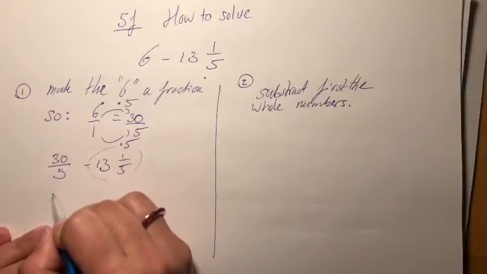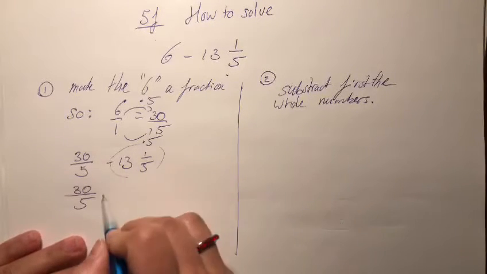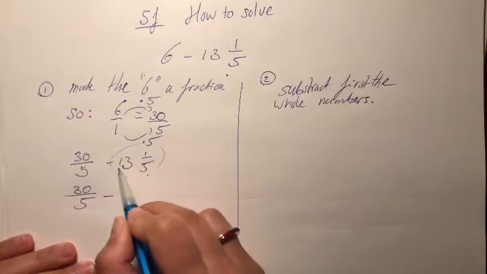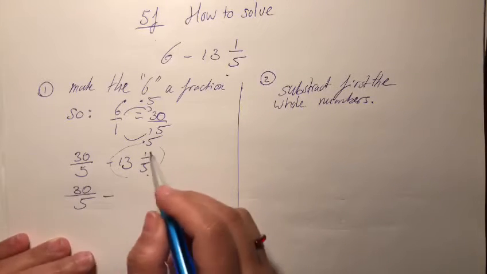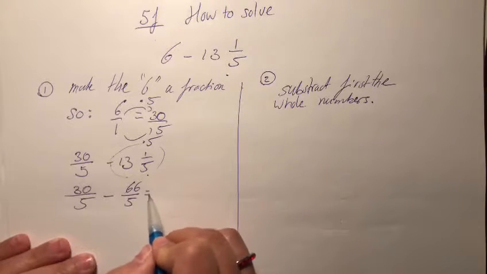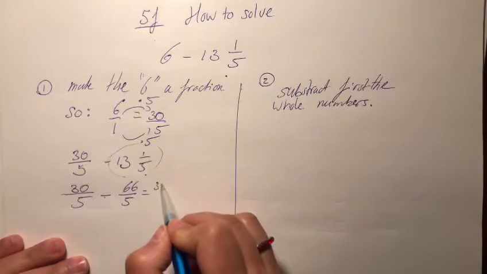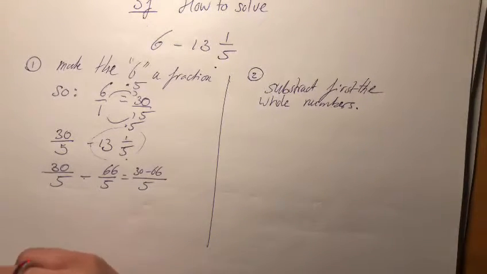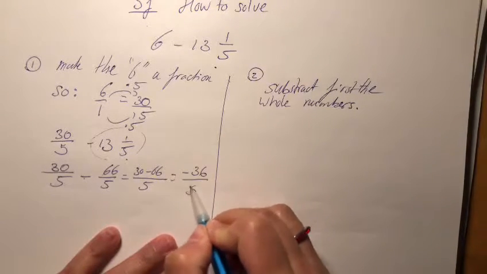Change this fraction so we get 30 out of 5 minus 13 times 5 is 65. Plus that 1 up there gives me 66 out of 5. So then you get 30 minus 66. Now let's do 30 minus 66 will become negative 36 out of 5.